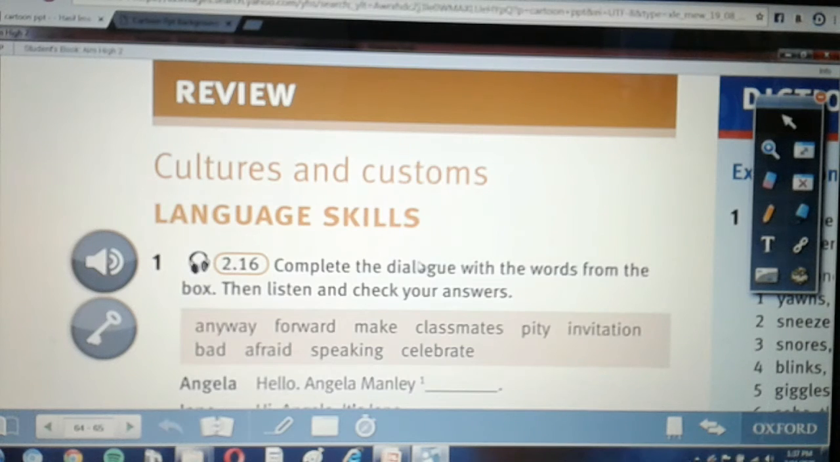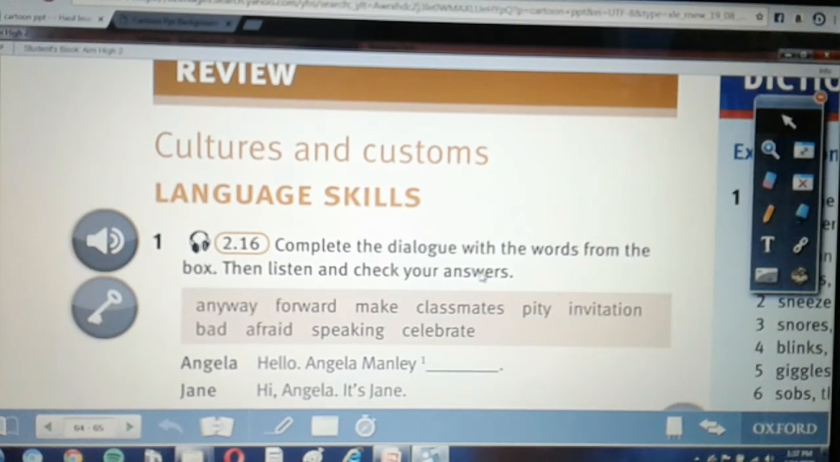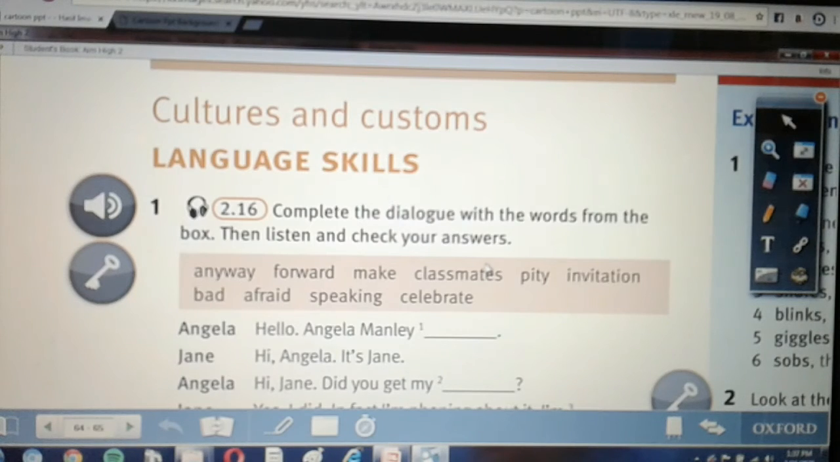So today you're going to study only one page, and you can open your student book, page 65. This time the focus of your study is to review what you've learned so far from Unit 7. And let's go to language skill first.